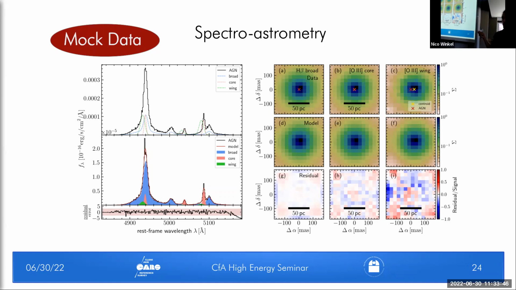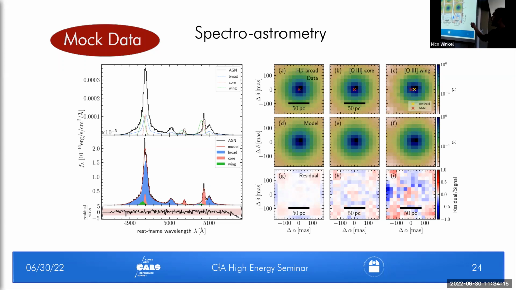I show you here some mock data where I've tested this approach to trace each of the components, which we think are originating from intrinsically complex structures that are related to each other. So the broad emission line is point-like in the image plane because it's spatially unresolved. That's exactly what you see here. If you subtract the model, we end up with residuals that are essentially flat.